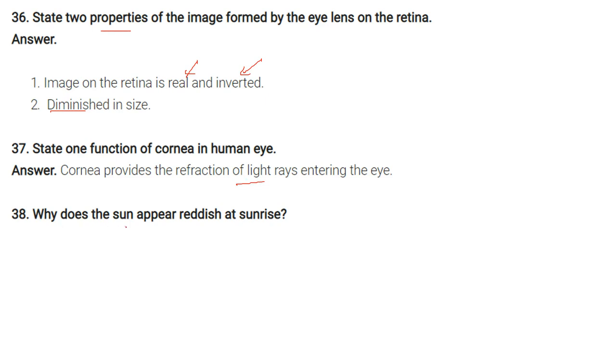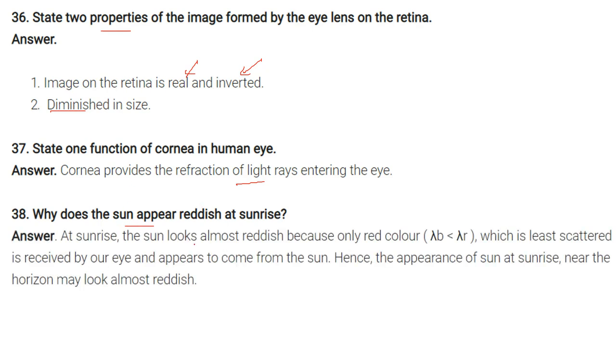Why does the sun appear reddish at sunrise? See, at sunrise, the sun looks reddish because we know that red color has the highest wavelength and blue color has the lowest wavelength in white light. So this red color, which is least scattered, is received by our eye because the sun is now at the farthest distance from us. So the sun at sunrise near the horizon may look almost reddish or orangish.